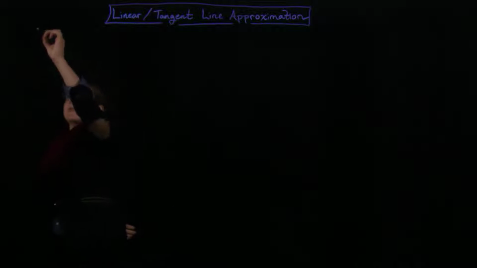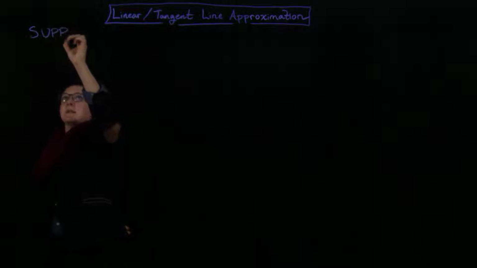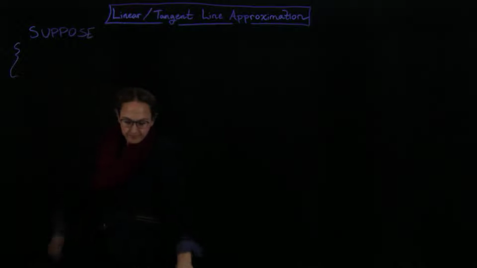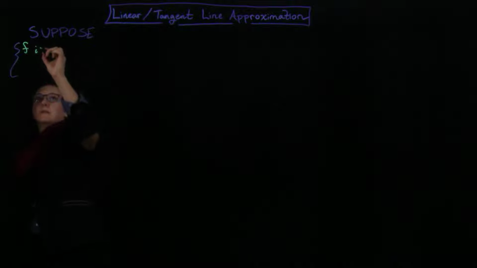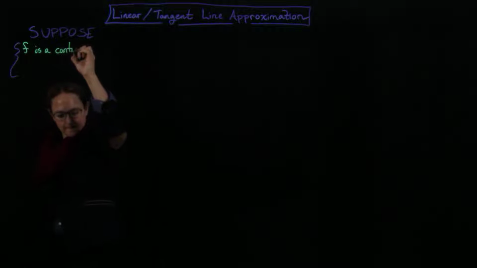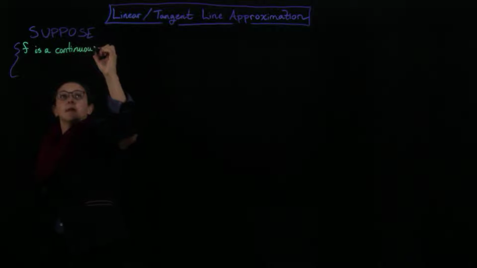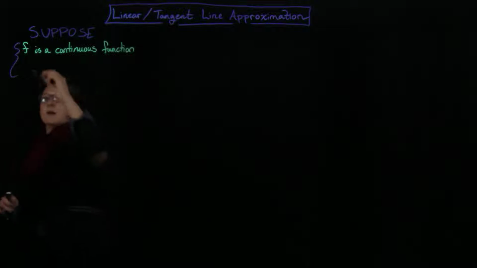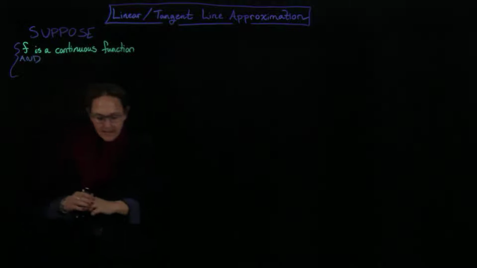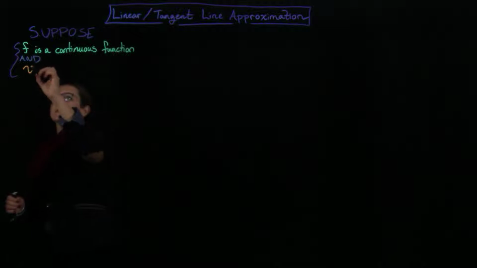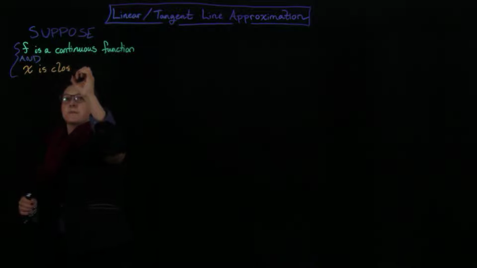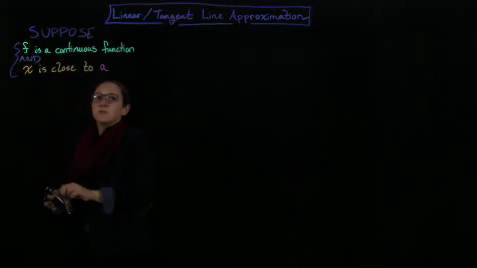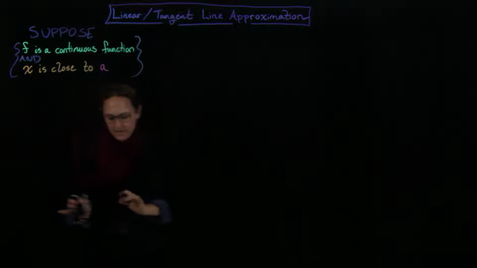So suppose we're in a setting where, the first thing that we have is that f is a continuous function. And the other thing that we need to be true is that x is going to be close to some specific value a. Okay, so suppose that we're in this setting. Then we have this kind of picture going on.